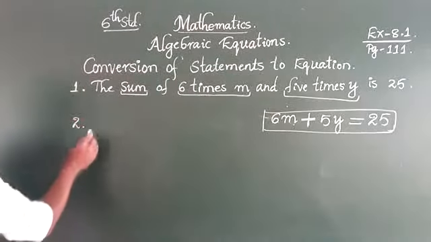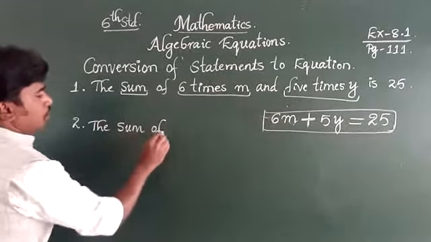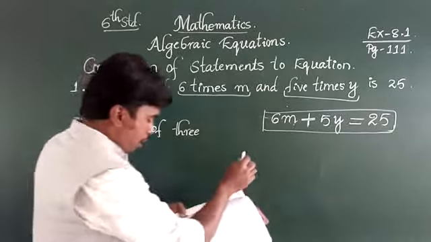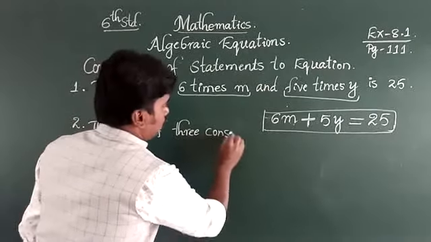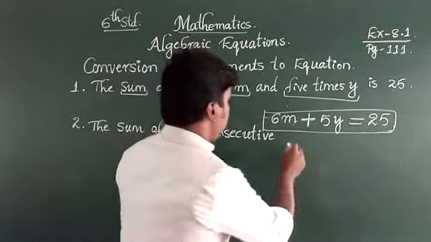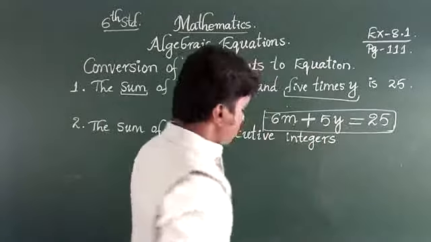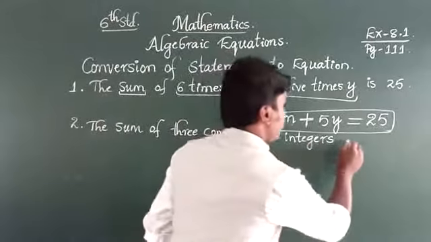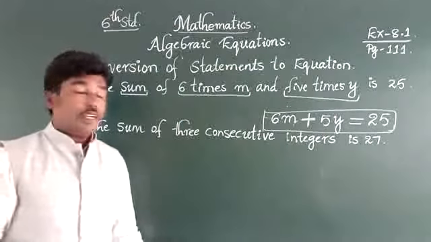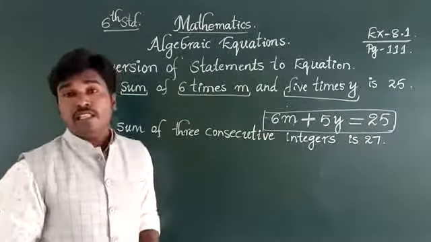So take one more equation. The sum of three consecutive integers is 27. Dear students, observe this one. The sum of three consecutive integers is 27.